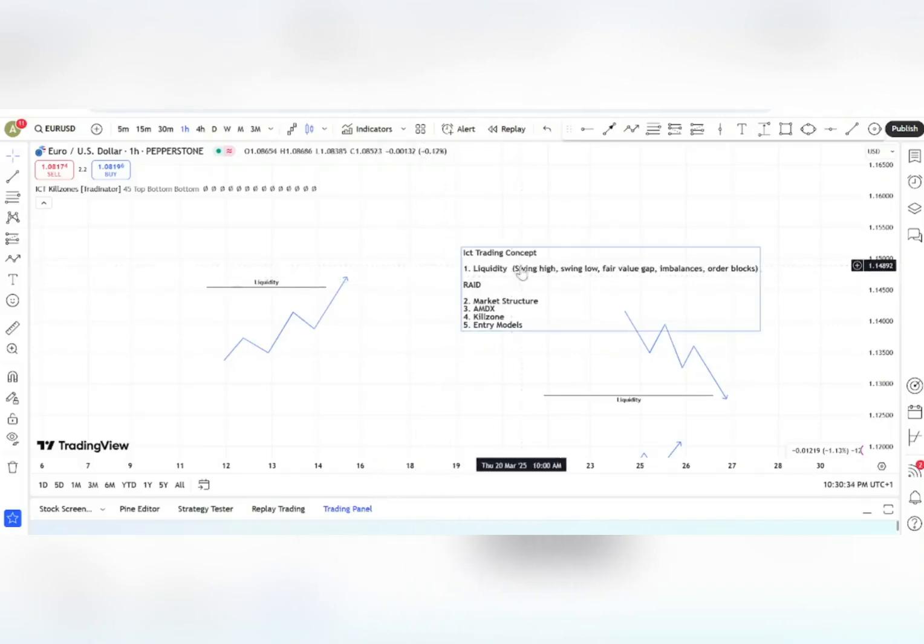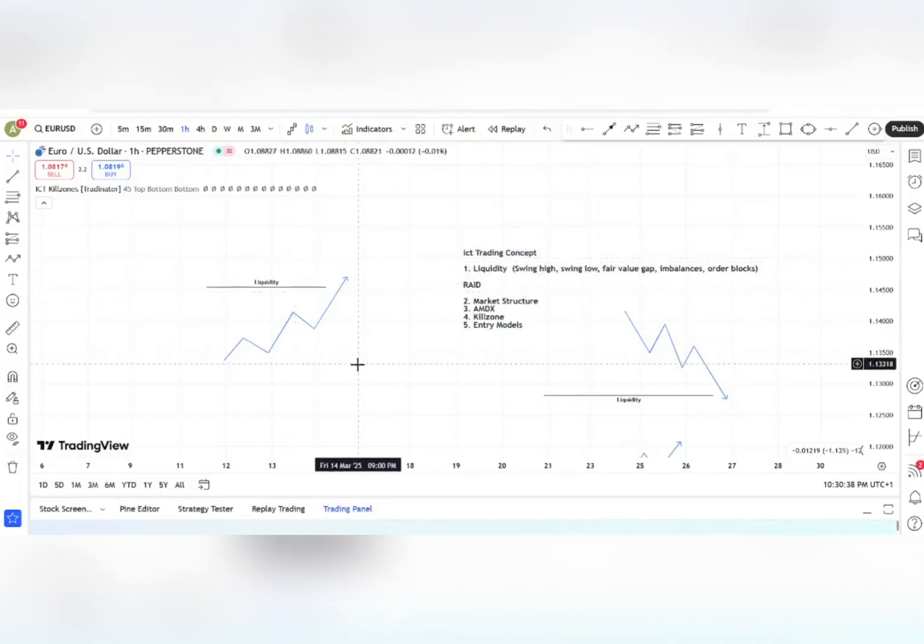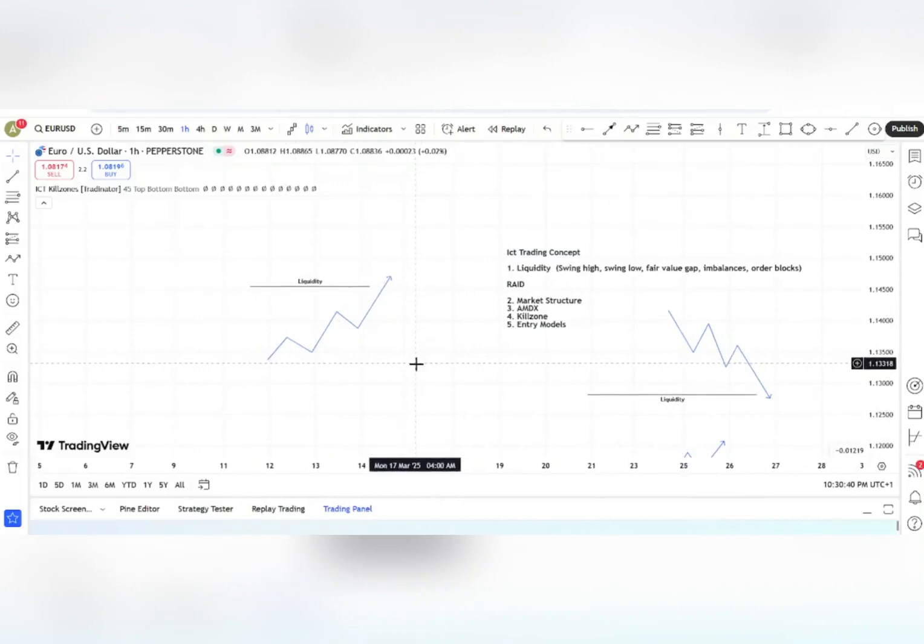First we have the swing high and the swing low. So let's look at the swing high and the swing low. What are the swing high and the swing low? How is the structure, and what does it imply in the market, right?